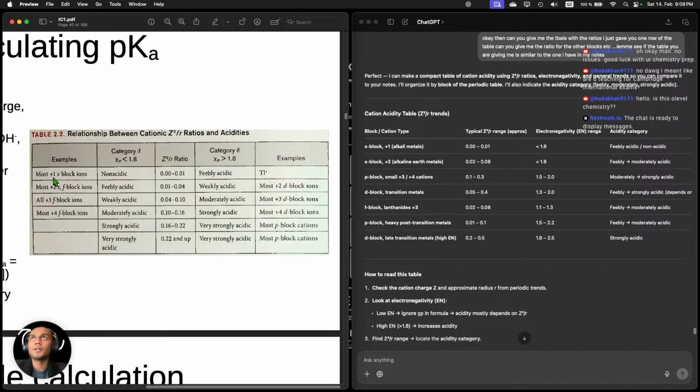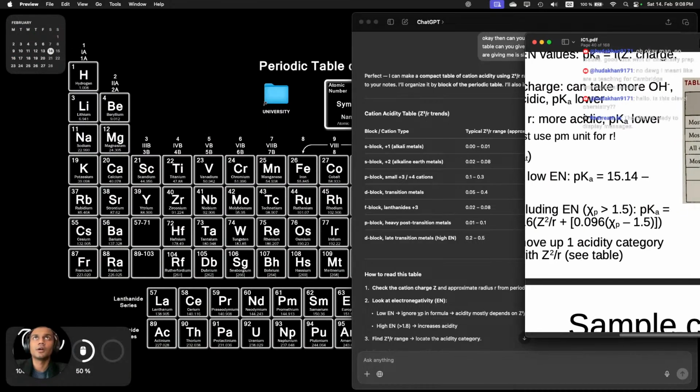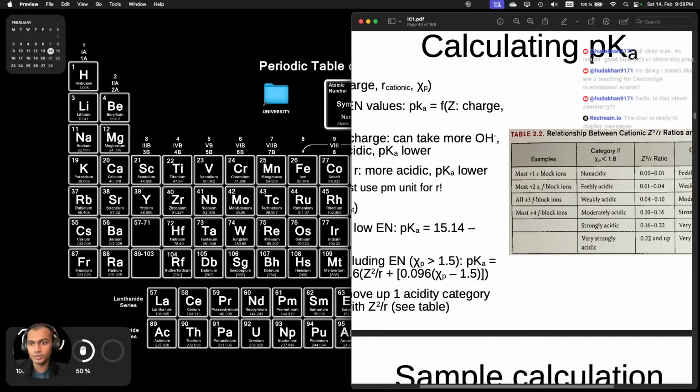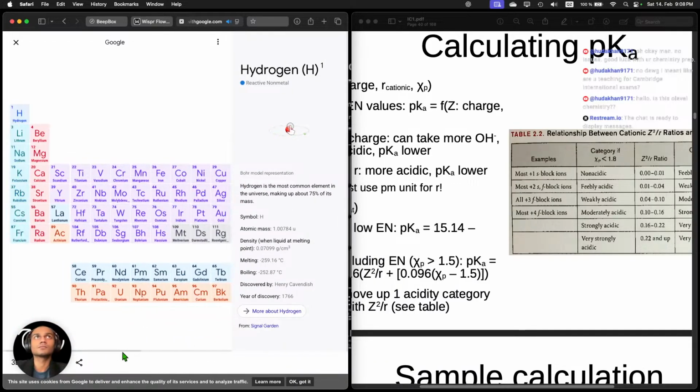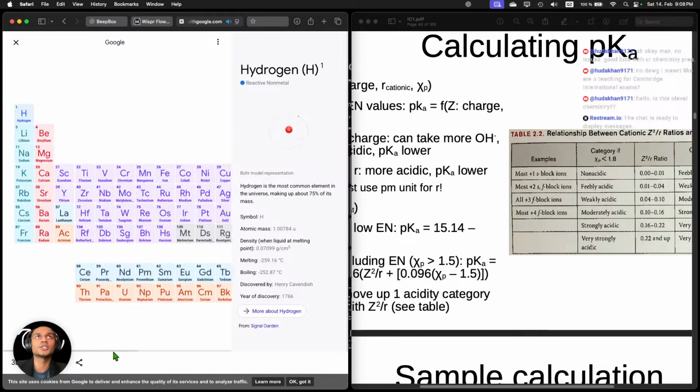Examples: most +1 S block ions. What's the +1 S block ions? I don't know. Do I look like someone who knows? Okay. I'll take it. So most +1 S block.